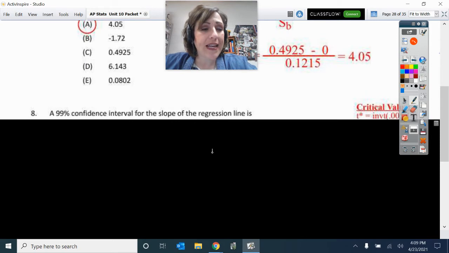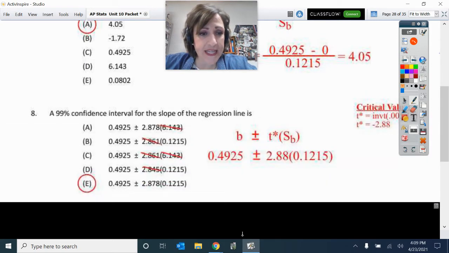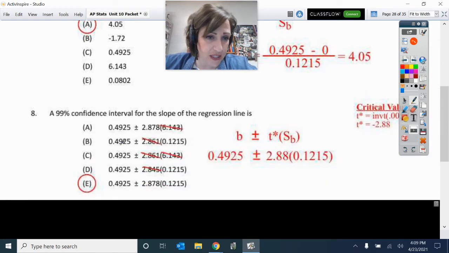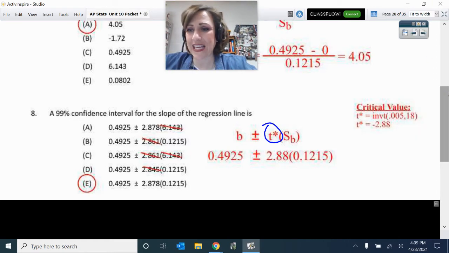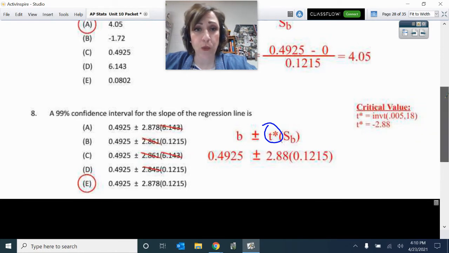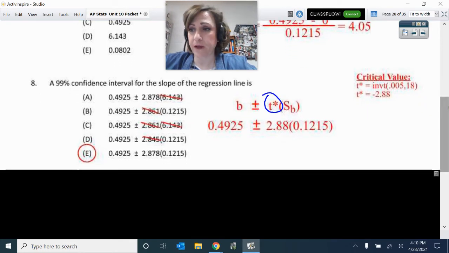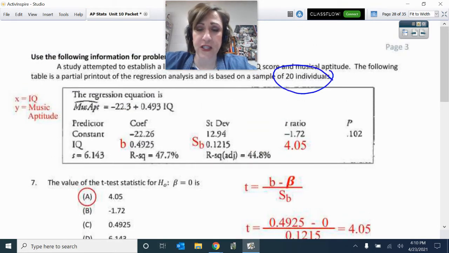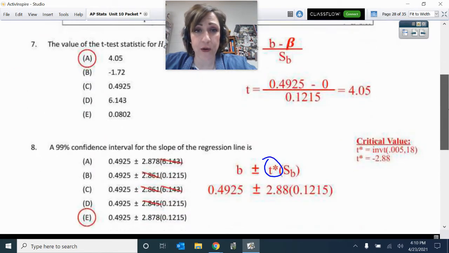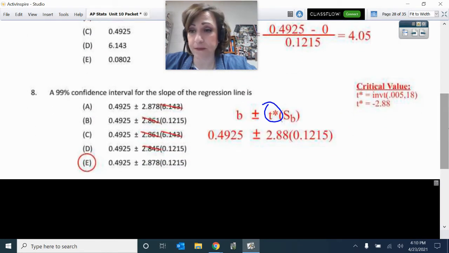So here we go, 99% confidence interval. I can tell the key here: our sample slope, our little b, plus or minus a critical value. That's probably going to be the key to doing this problem. I can see that we are doing inverse t of one tail with 18 degrees of freedom. We had been told there were 20 individuals, so our sample size is 20 and our degrees of freedom is 18.